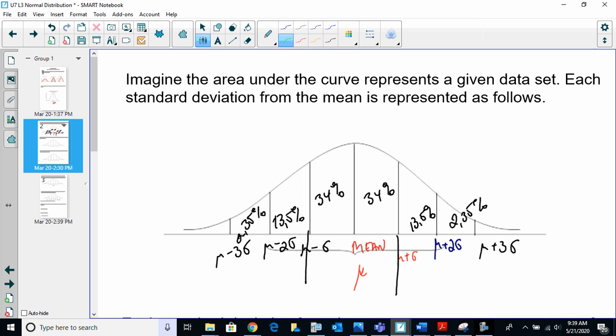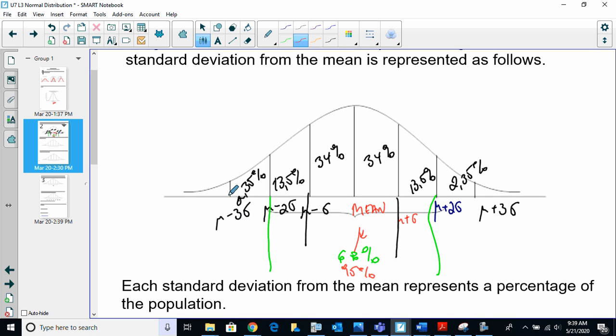So when we see this, the mean and 1 standard deviation plus and minus should include 68% of the data. And when we move from minus 2 standard deviations to plus 2 standard deviations, this one here should include about 95% of the data, and 3 standard deviations plus and minus will include 99.7% of the data.